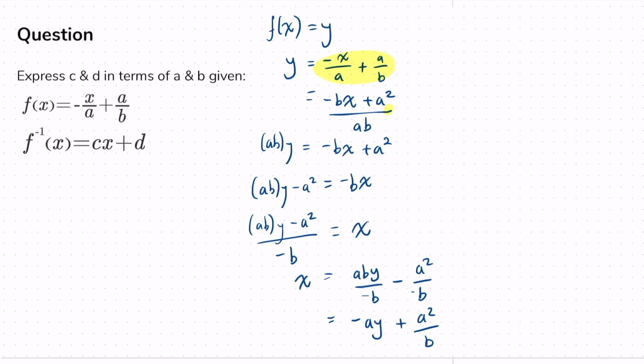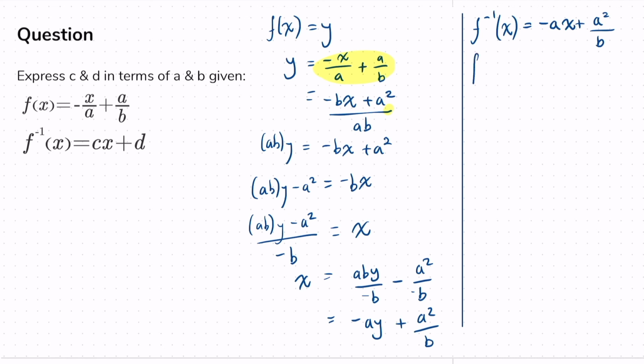And now because we were dealing with the inverse function, what I actually want to use, I'll do it over on this side here, is I'm going to replace the y and the x by each other. So I'm going to flip them around. Right, so now I have this situation where the inverse function of x is equal to -a x plus a squared over b. And I can match that finally to cx plus d.